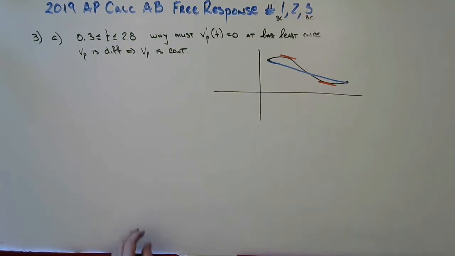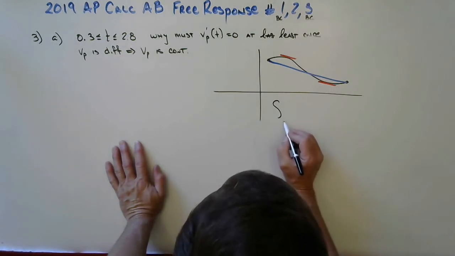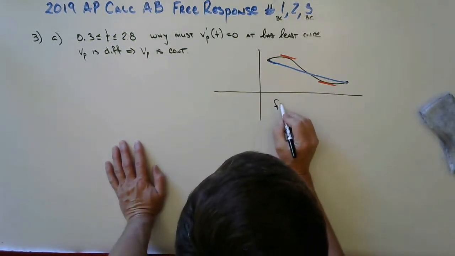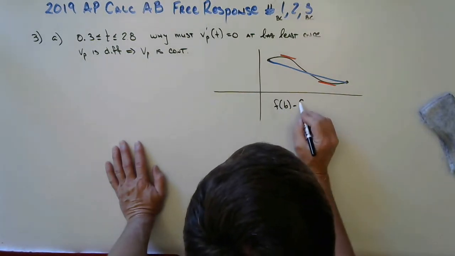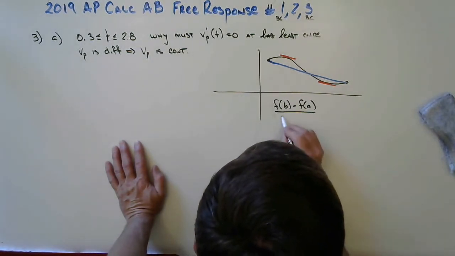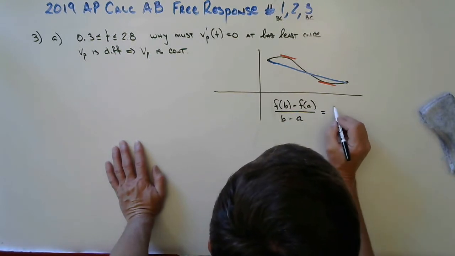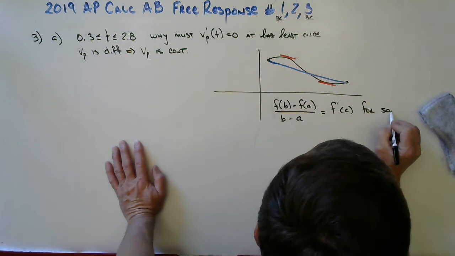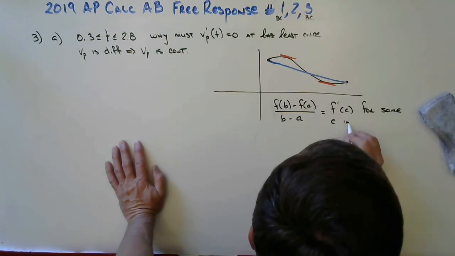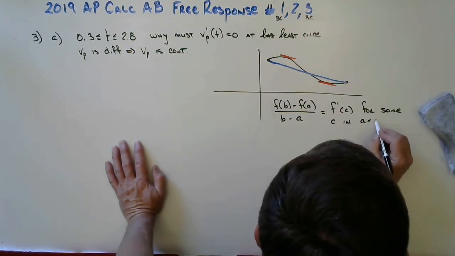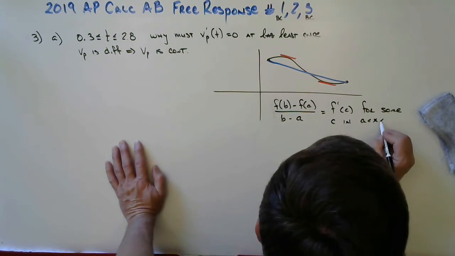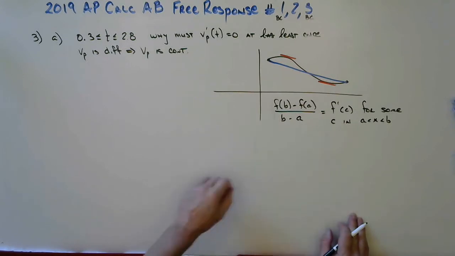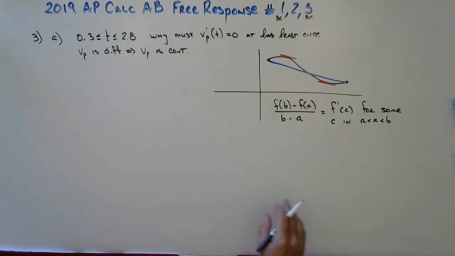The mean value theorem said f of b minus f of a over b minus a has to equal f prime of c for some c in A to B. It's got to be true. The derivative has to equal the slope of the secant line. So what's the slope of our secant line?